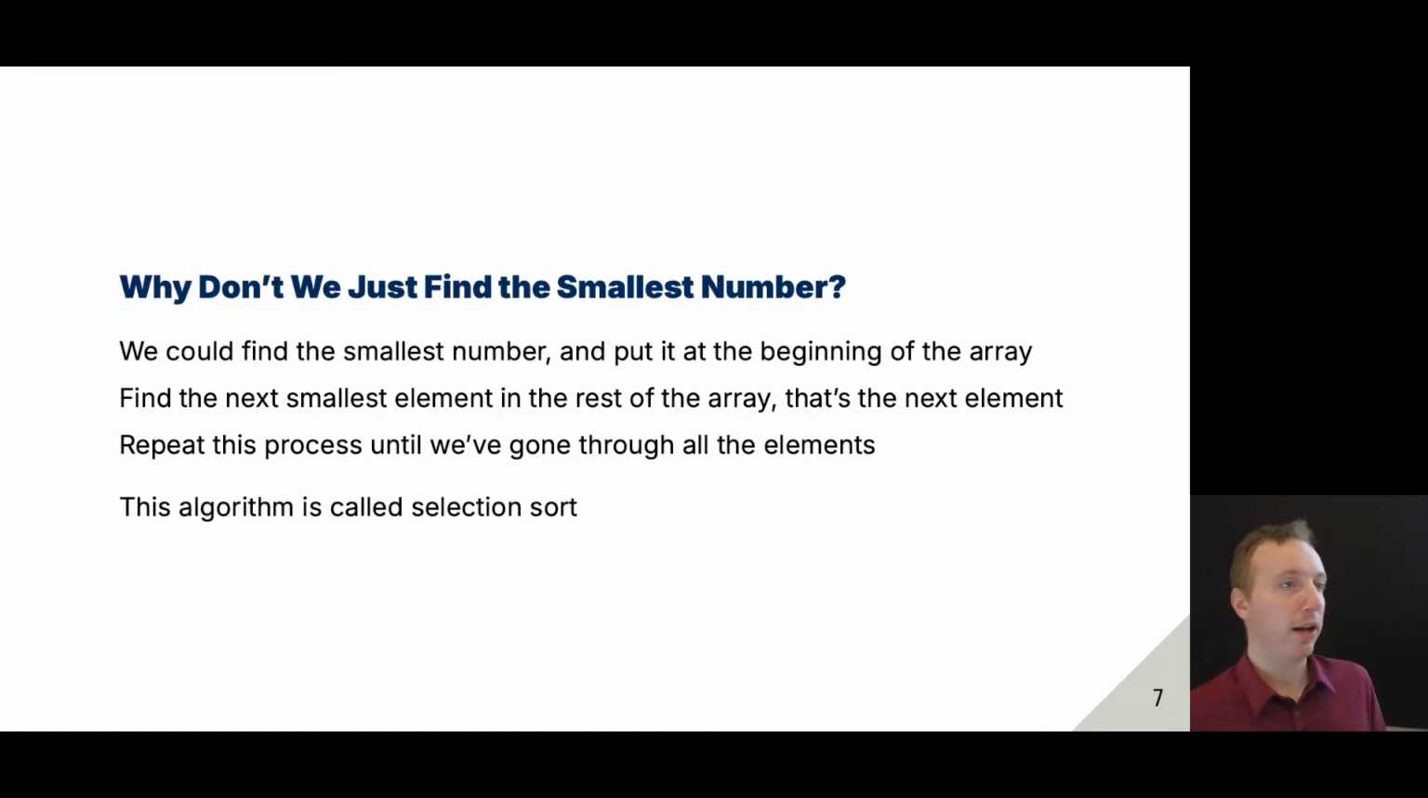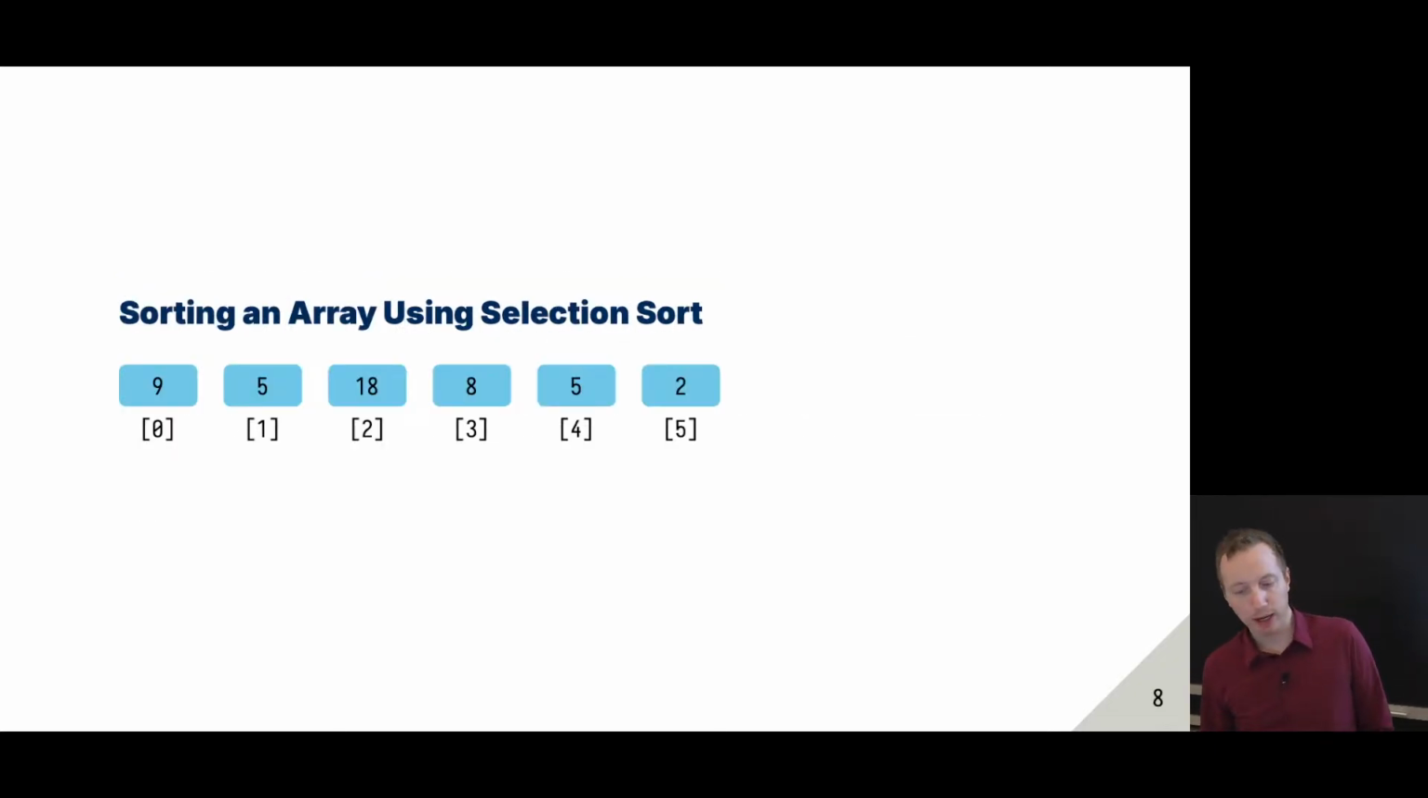This algorithm is also given a name, and it is given a fairly literal name. It is called selection sort because I'm selecting the element I want to put into its place. So just so we can go through that, we can see how that would work. Say I have a larger array of 6 elements. They are out of order, so it goes 9, 5, 18, 8, 5, 2.